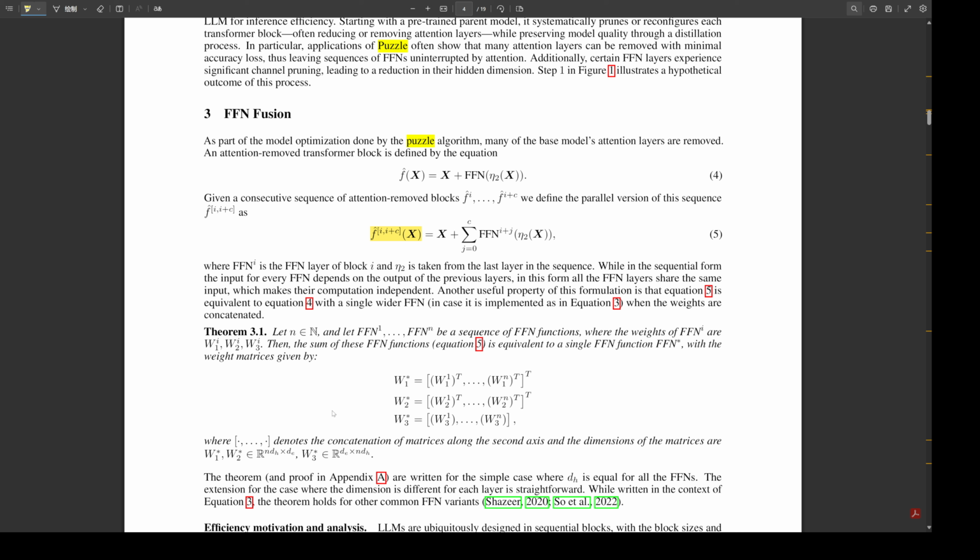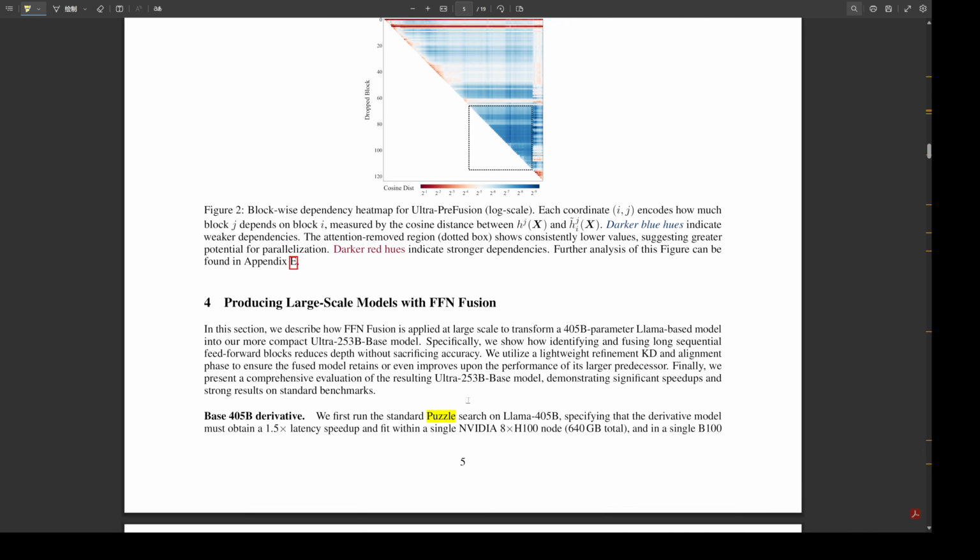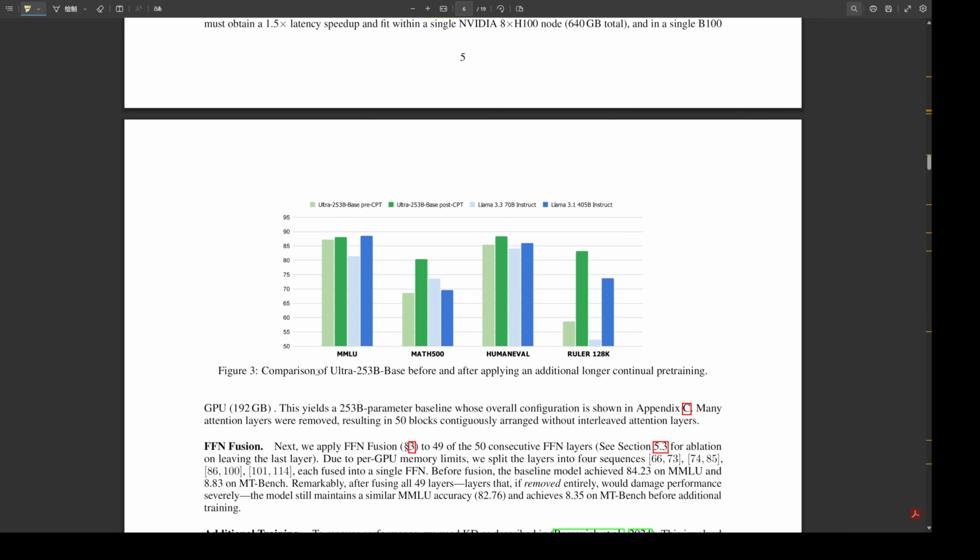It's a great visual. So this is all very clever in theory, but does it actually work in practice? Well, to find out, the researchers put it to the test. They took a massive language model and applied these techniques to create what they call Ultra 253B Base. Ultra 253B Base. Okay. And this model is really the star of the show. So what's so special about it? It starts with Llama 3.1 405B Instruct. Okay, that's a mouthful.